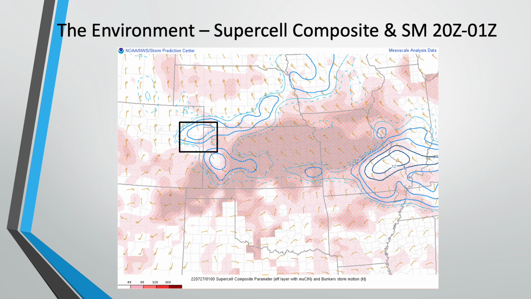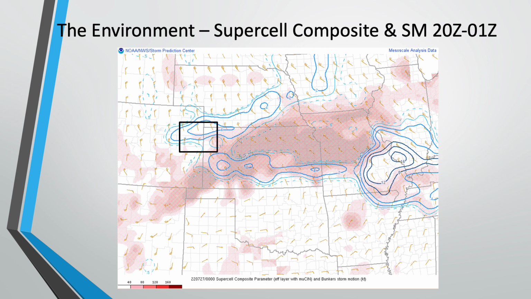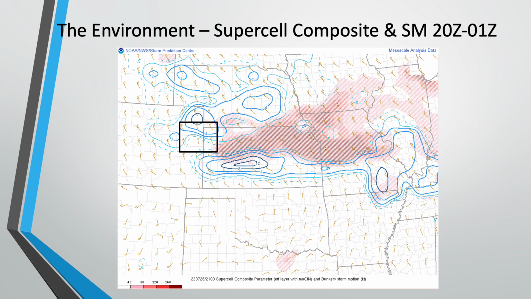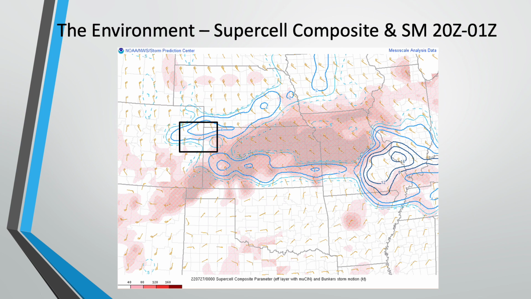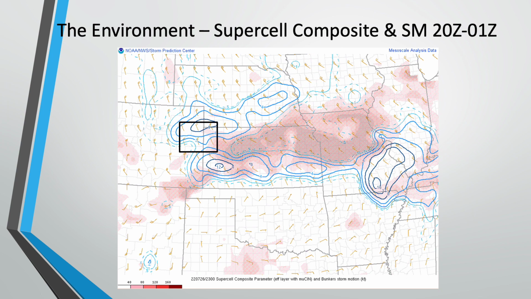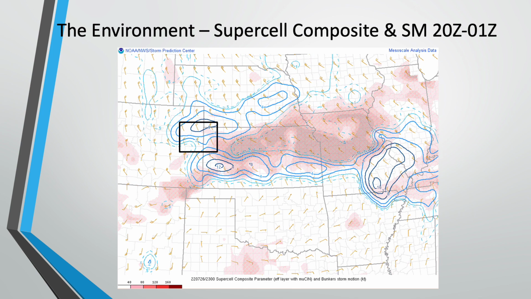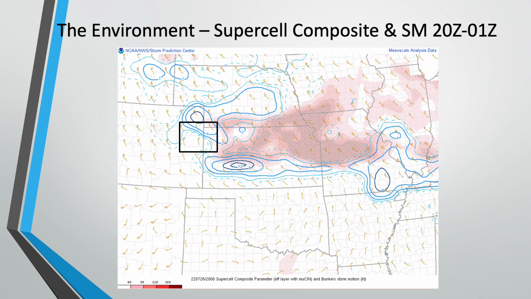Generally, we weren't expecting anything supercellular with this. It was mainly expected to be just a landspout day. However, I do have a twist a little bit later that I'll talk about. But do note that we did have that little localized pocket of a 4 and higher on the supercell scale as it moved into Kit Carson County.